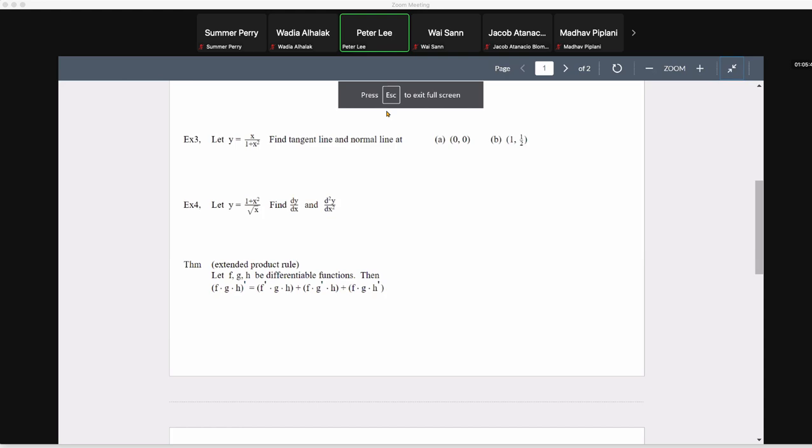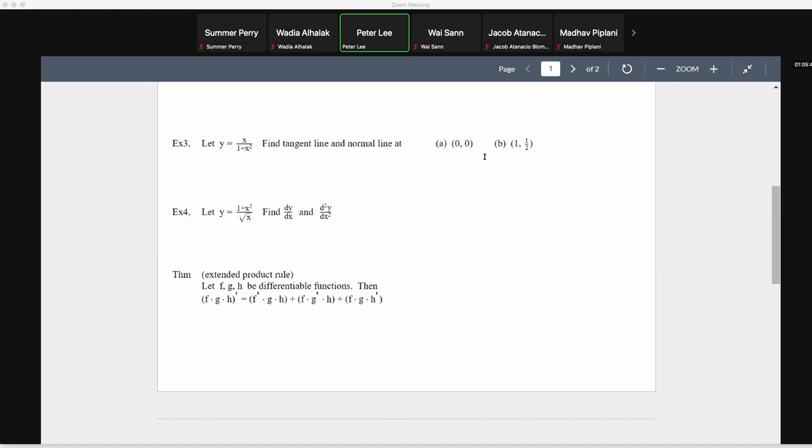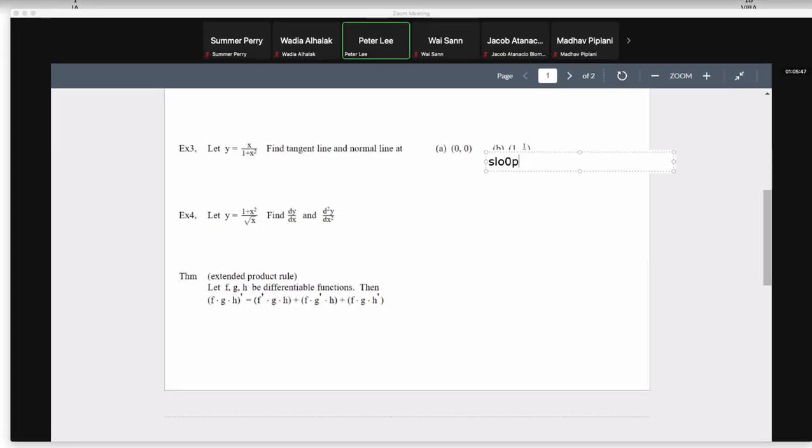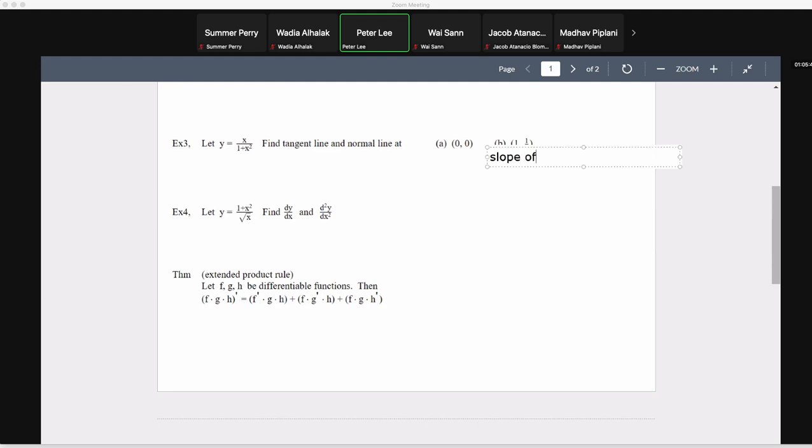So let me now go back here. Here in part B, the slope of the tangent line came out to be 0. And because the slope of the tangent line came out to be 0, we know that this is a horizontal line, because the slope is 0. And we are looking for a horizontal line which passes through the point 1, half. So therefore, what is the tangent line?